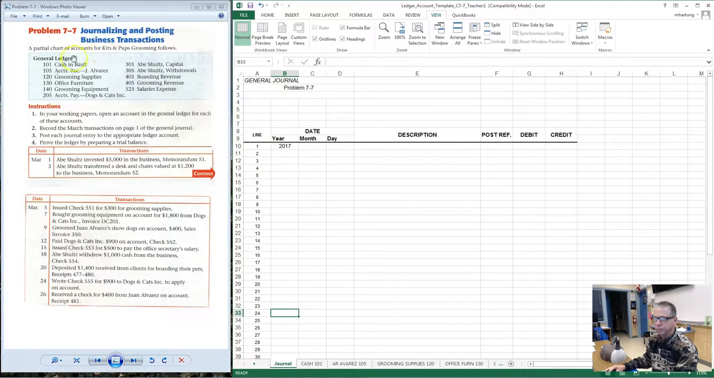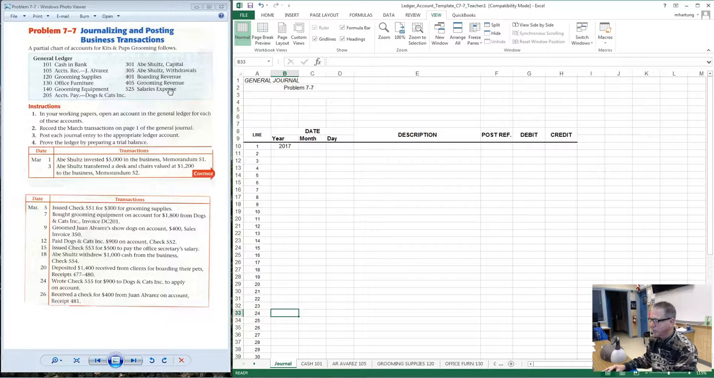So remember, assets increase with a debit. Liabilities and owner's equity increase with a credit, except for withdrawals, which increase with a debit because we're actually decreasing our capital when we withdraw anything out of our business. The boarding revenue and grooming revenue increase with a credit, and salaries expense increases with a debit.